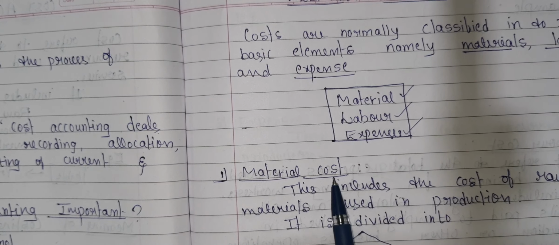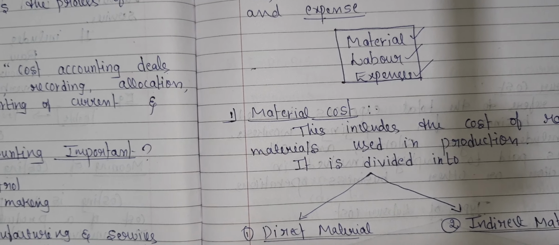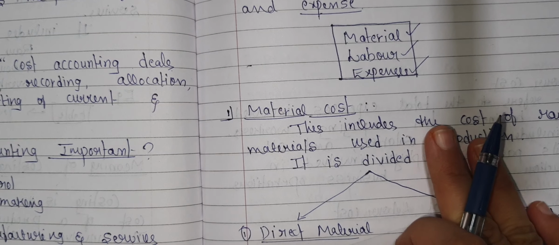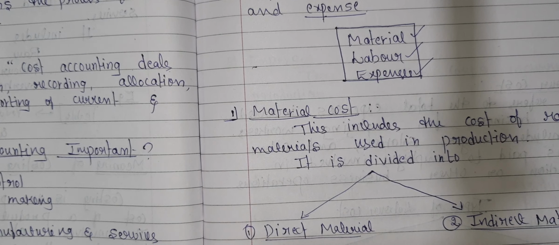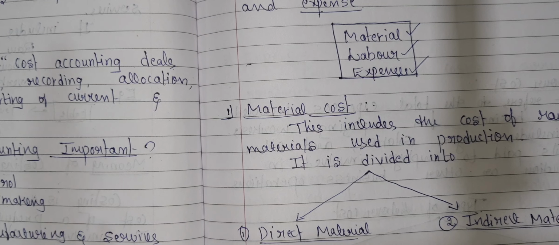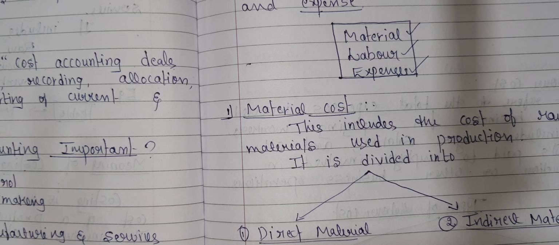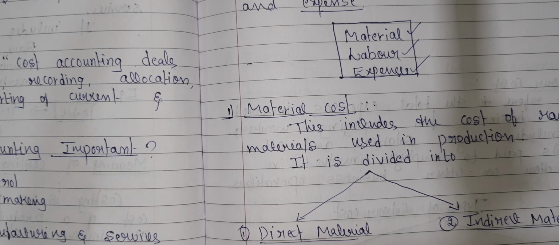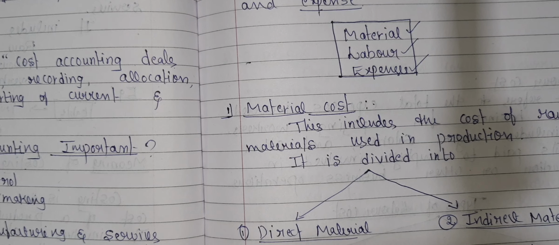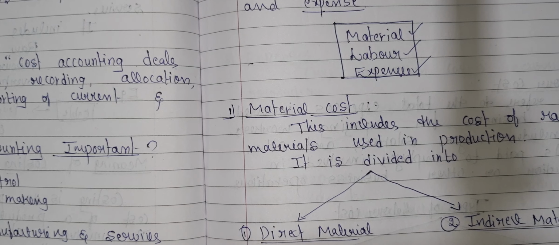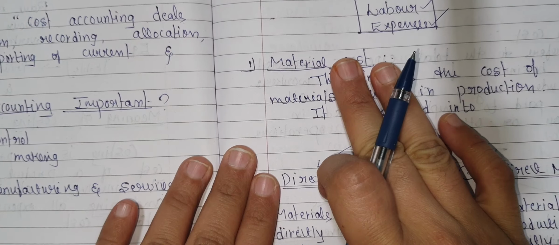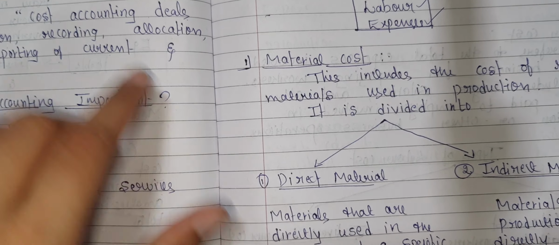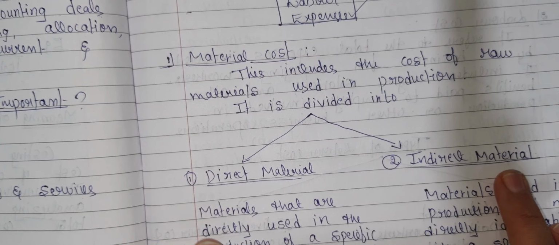First we will see what is material cost. It means the cost of raw materials we used in production of the product or service. That is the meaning of material cost. And this material cost is divided into two types: direct material and indirect material.